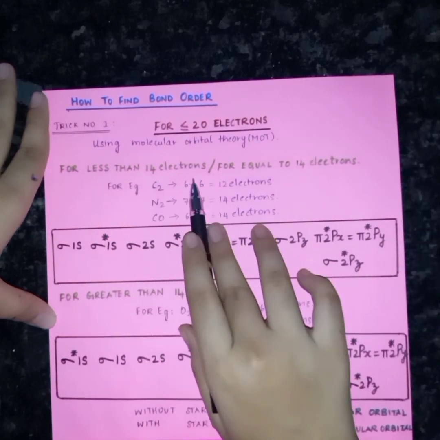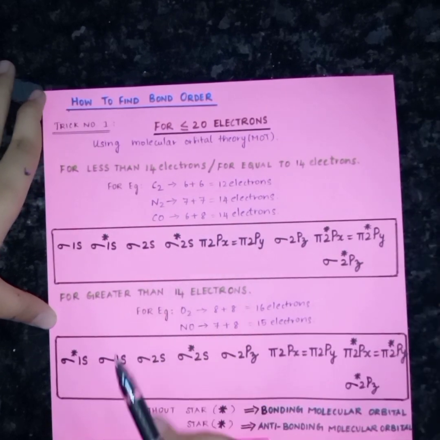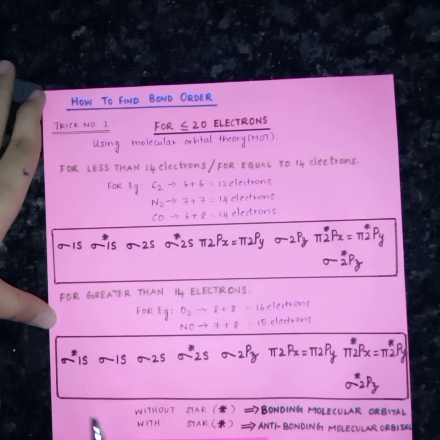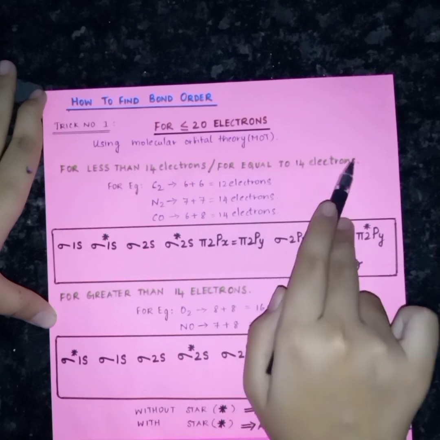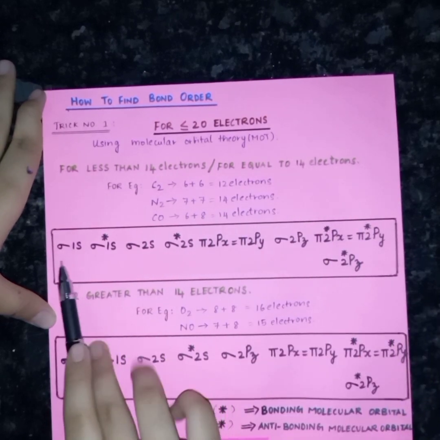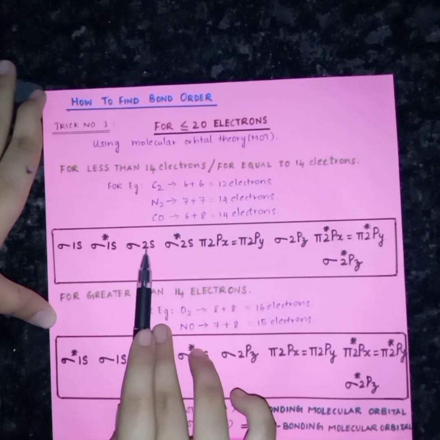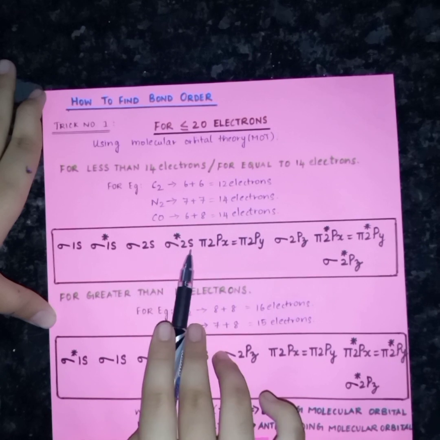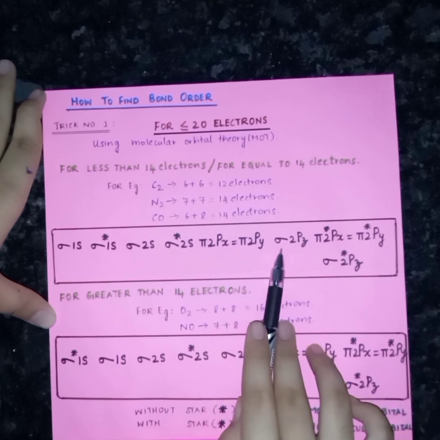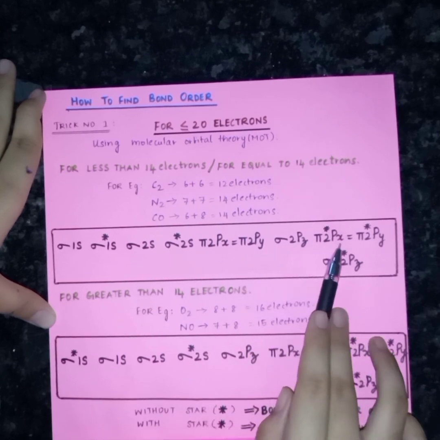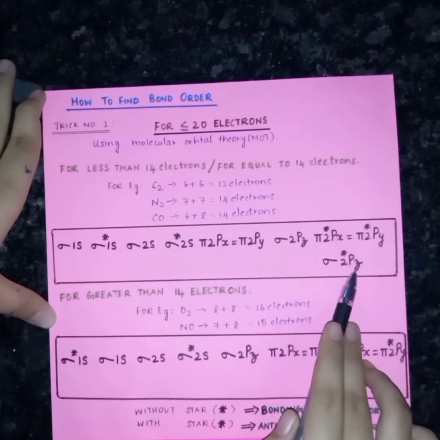For less than 14 electrons or equal to 14 electrons, you have to use this particular formula. For greater than 14 electrons, you have to use this formula. For less than or equal to 14 electrons, use sigma 1s, sigma star 1s, sigma 2s, sigma star 2s, pi 2px equal to pi 2py, sigma 2pz, pi star 2px equal to pi star 2py, sigma star 2pz.